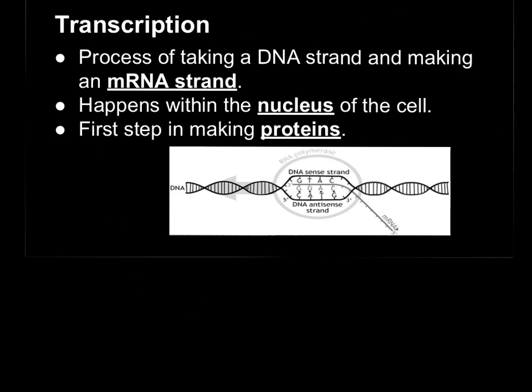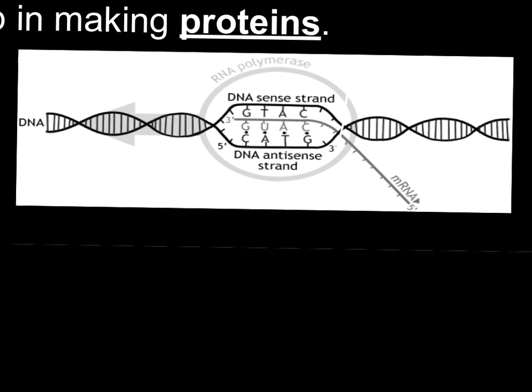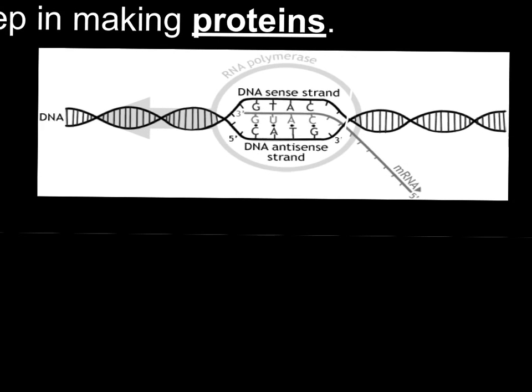So if we take a look here at this picture, it's a really good description of the process of transcription. So we have a strand of DNA. Here's our strand of DNA. And what happens is we use that DNA strand to make a copy of an mRNA molecule, which is then going to be used to start making that protein.